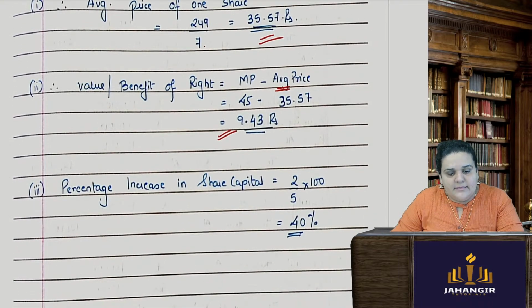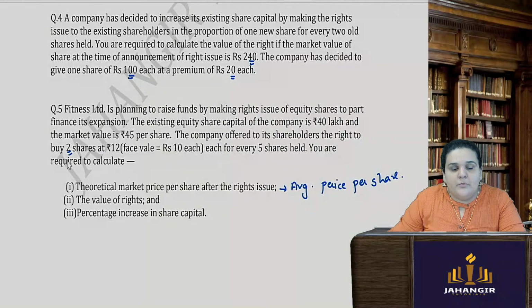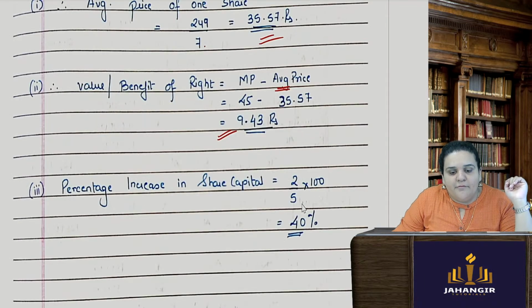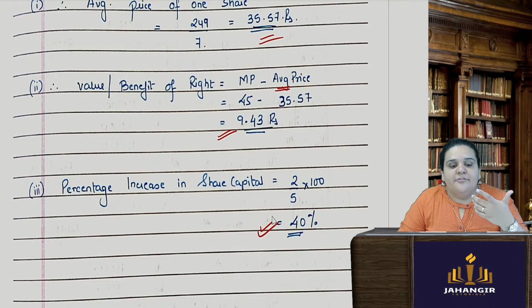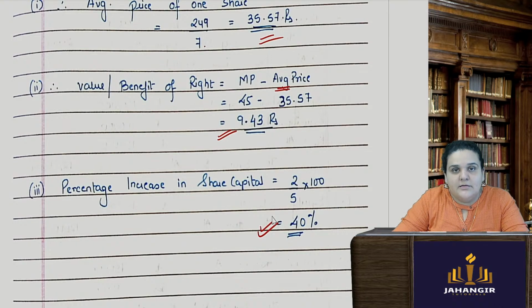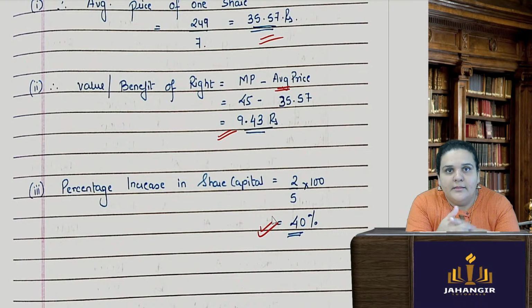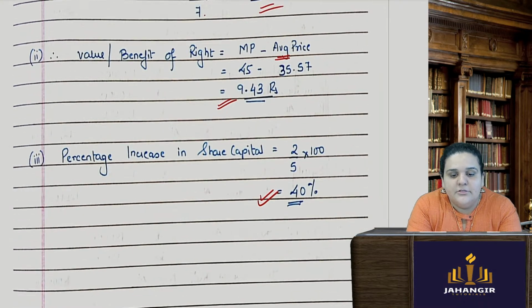And they are asking me lastly the percentage increase in the share capital. So the percentage increase in the share capital will be how much? I am going to give them 2 shares for every 5 shares held, so there is going to be an addition of 2 shares. So 2 divided by 5 into 100, 40% will be the percentage increase in the share capital. You have to use the ratio of the right issue only to find the percentage increase in the share capital.